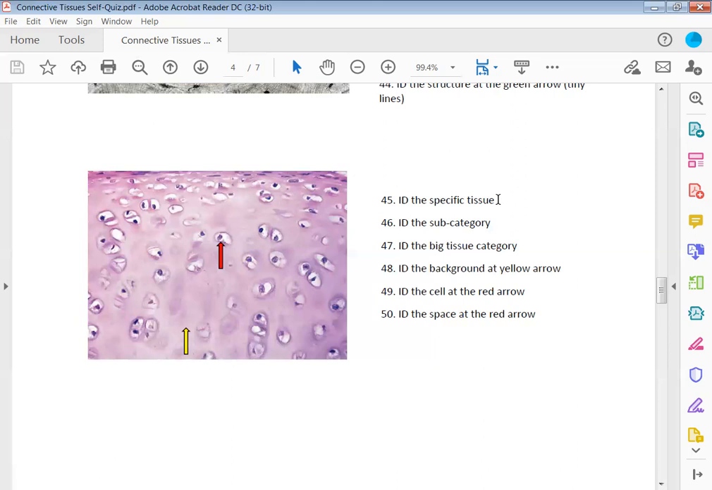Number 49, identify the cell at the red arrow. The cell would be the chondrocyte. 50, identify the space at the red arrow. The space would be the lacunae.